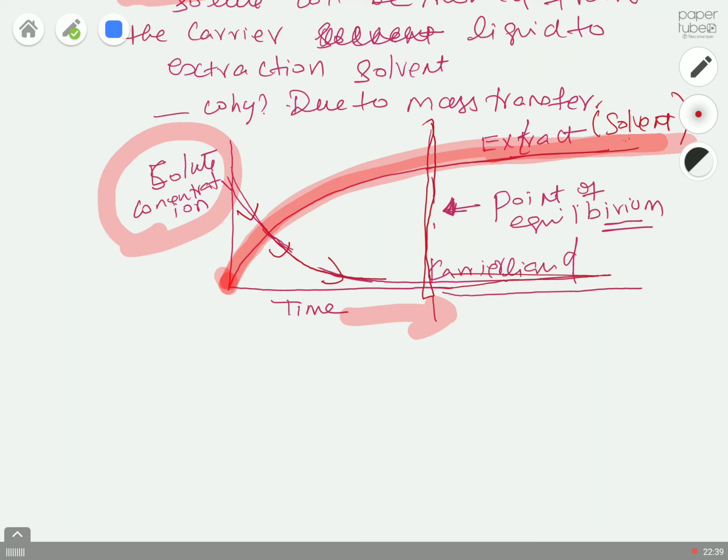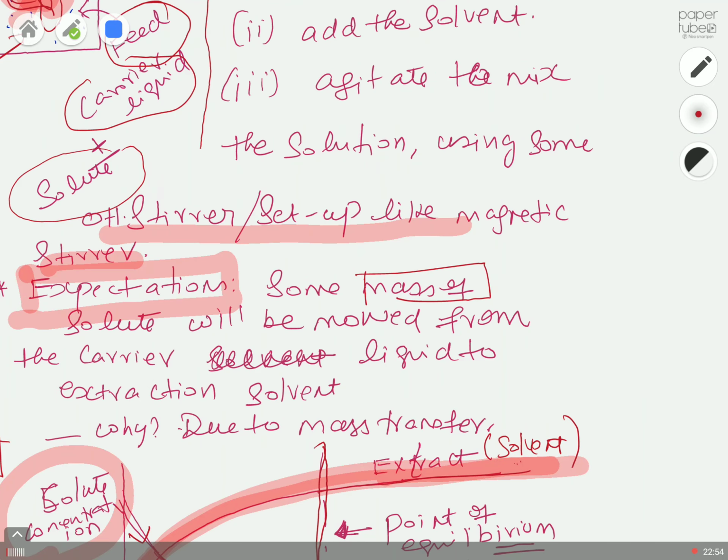So you can stop your agitation, allow the system to settle, and then you will see a clear phase separation after some time. And obviously you must remember this word, mass transfer. Why is the solute moving from the carrier liquid to the extraction solvent? Because you have a concentration gradient, and normally any species likes to move from a high concentration zone to a low concentration zone. So that's the driving force, concentration gradient, for mass transfer to happen.